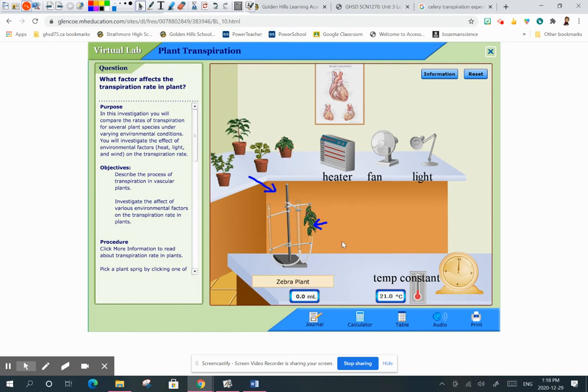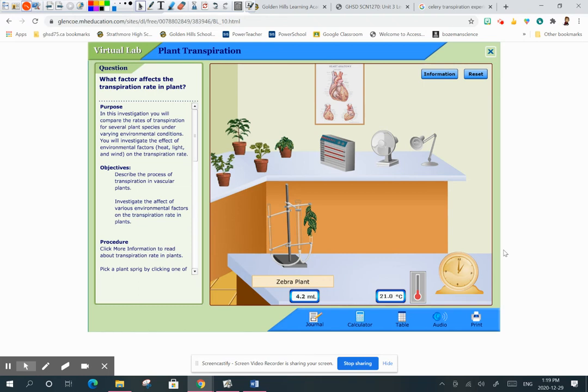So I've chosen a zebra plant. And we're now going to measure using this little device how much transpiration is occurring in like a little fake hour. So here's my little timer. Here's like a fake hour. Oh, look at that. The zebra plant transpired 4.2 mils. Okay, so that's our baseline.